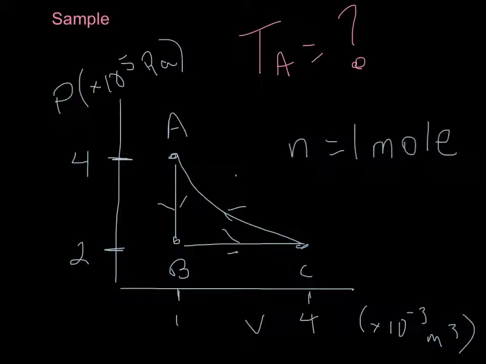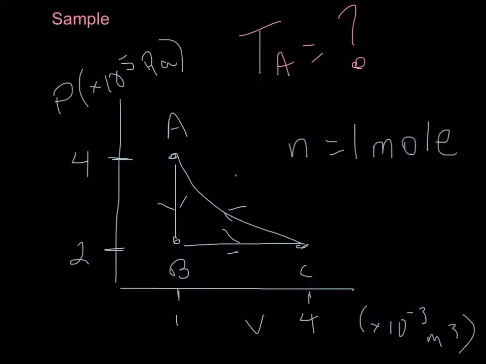And then the last part, from C to A, is an isothermal curve. Isothermally, I'm going back from C to A. Delta U for the whole sequence is 0. So the first thing, in order to get into serious math with this, is to find the temperature at point A.